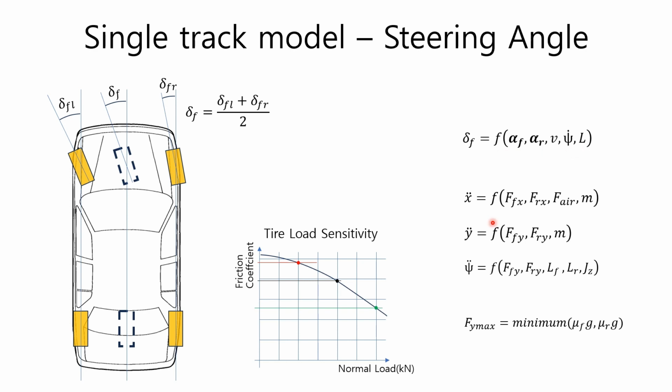Next, the forces and moments received by the vehicle during turning are analyzed, and the longitudinal acceleration, lateral acceleration, and yaw acceleration of the front and rear wheels are calculated as functions of the force components of the front and rear axles, the position of the center of gravity, and the mass moment of inertia, respectively. By solving this, we can get a good understanding of the contributions of these three accelerations.